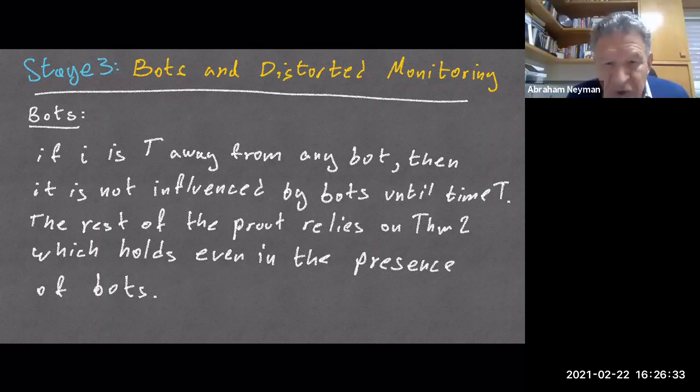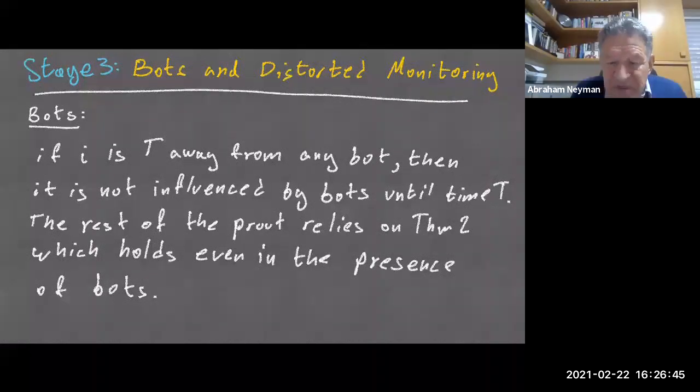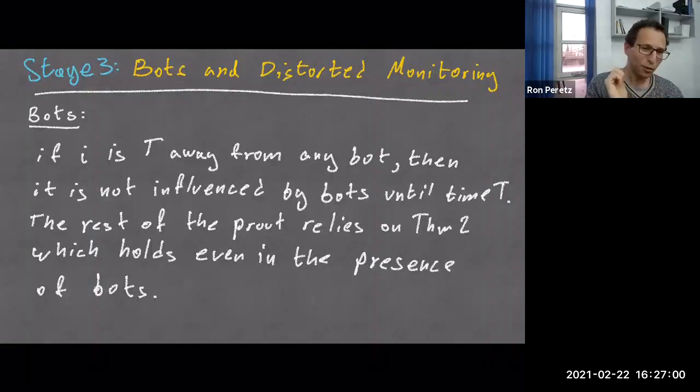Is it not until time t over 2? Do I miss something that you are not influenced? No. Now, I think it's just t. Because somebody that is halfway, in half the time, he might be influenced by the bot. And then you are influenced by him. We can take it offline afterwards. I'm pretty sure it's T, but we can take it offline.